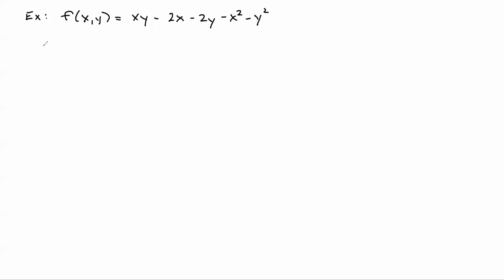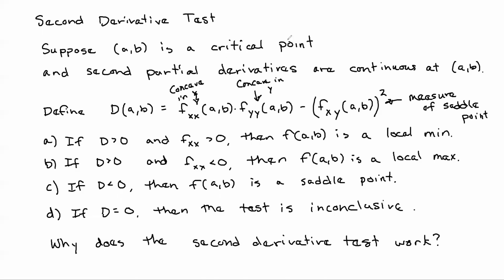All right, and you're asked to go through and find local max, local min, and saddle points. So first we go through, and to do that, what you have to first find before you can use the second derivative test, what do we need to have? We need to have critical points. So you need to first go through and find the critical points.